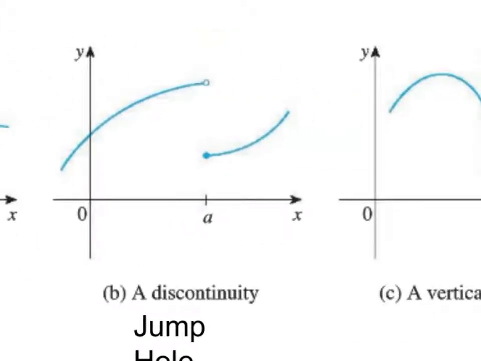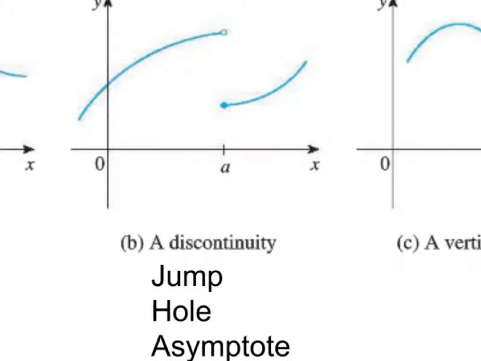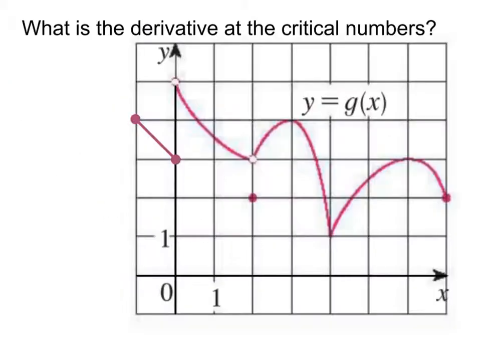But what about a discontinuity like this, either a jump, a hole, or an asymptote? Notice this particular graph does not have a maximum. And so it's not always going to be a maximum or a minimum just because we know it's a critical number. It works one direction but not the other. And also vertical tangents is the other way that can happen.